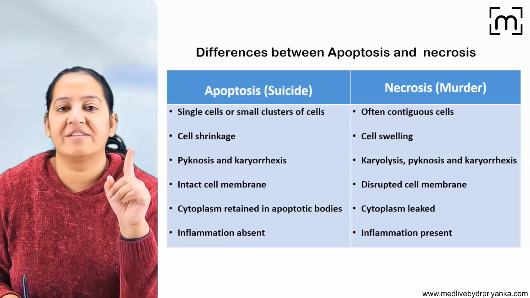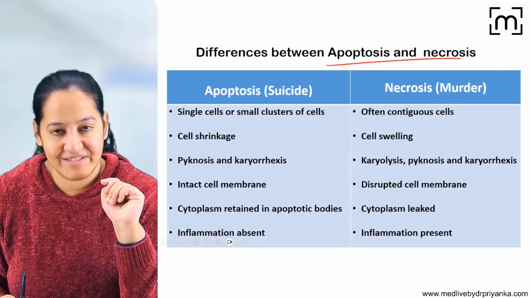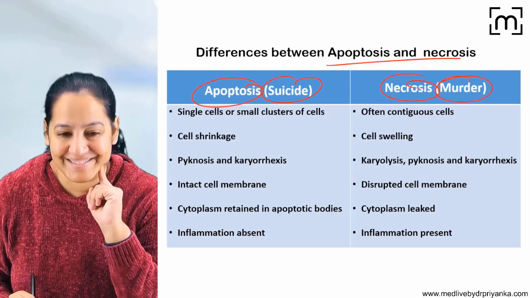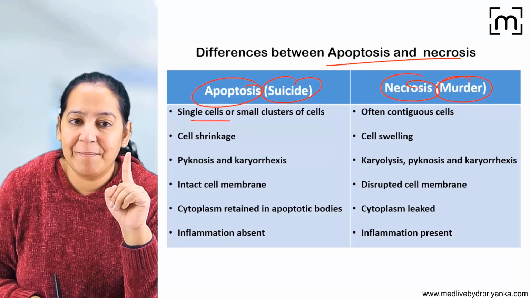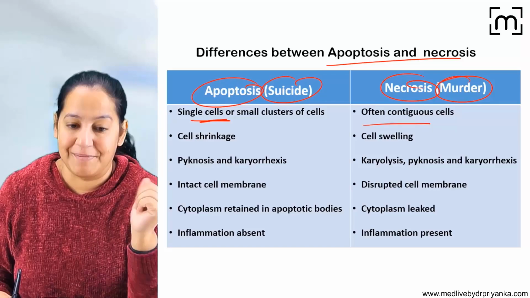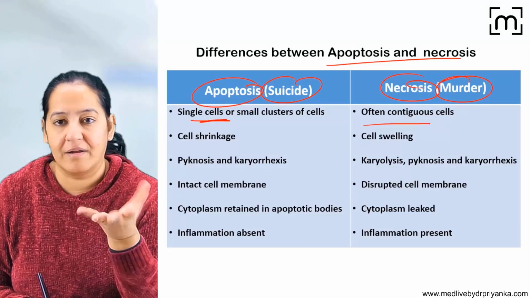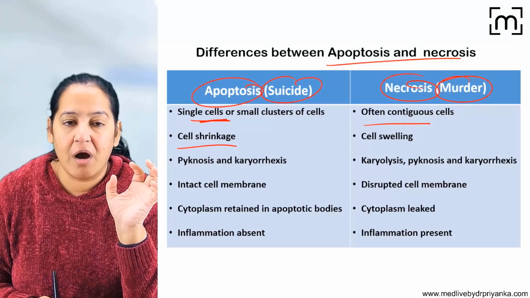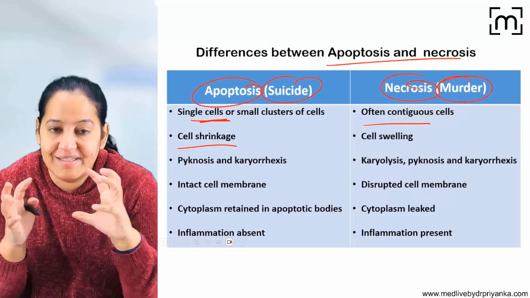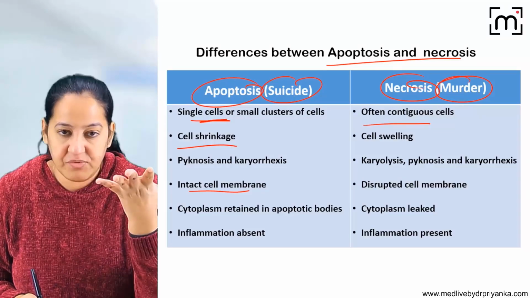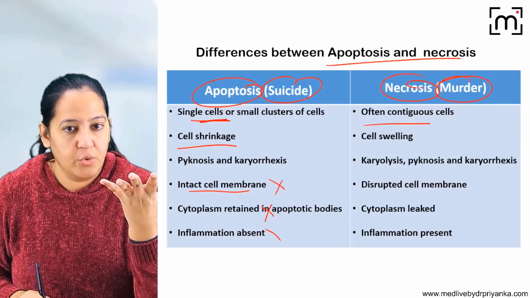Finally, tell me the differences between apoptosis and necrosis. Apoptosis is suicide, necrosis is murder. Suicide is done by one person, murder can be done of multiple persons. So apoptosis occurs in a single cell, but necrosis can occur in a group of cells. In apoptosis, the cell shrinks. There is no disruption of the cell, no leakage, no inflammation.